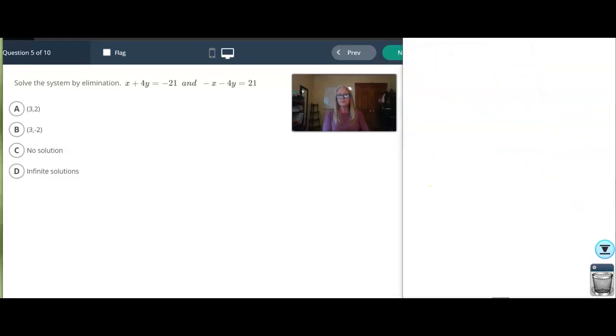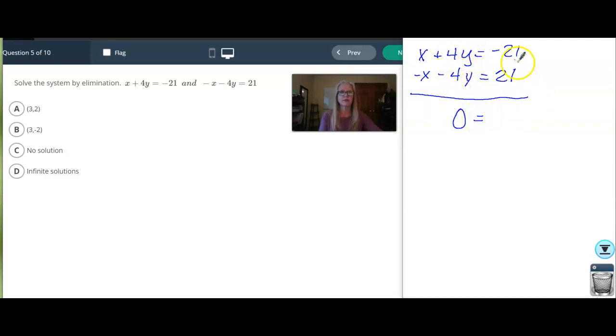The next example. Again, it looks a little weird to me. I'm thinking something strange is going to happen. I have x plus 4y equals negative 21. And I have negative x minus 4y equals 21. If I add those together, I get 0. If I add these together, I get 0. And guess what? If I add these together, I get 0. This is a true statement. So this one has infinite solutions. Oh, look at me writing in cursive on this thing. Infinite solutions, which would be D. True statement is infinite. False statement is no.